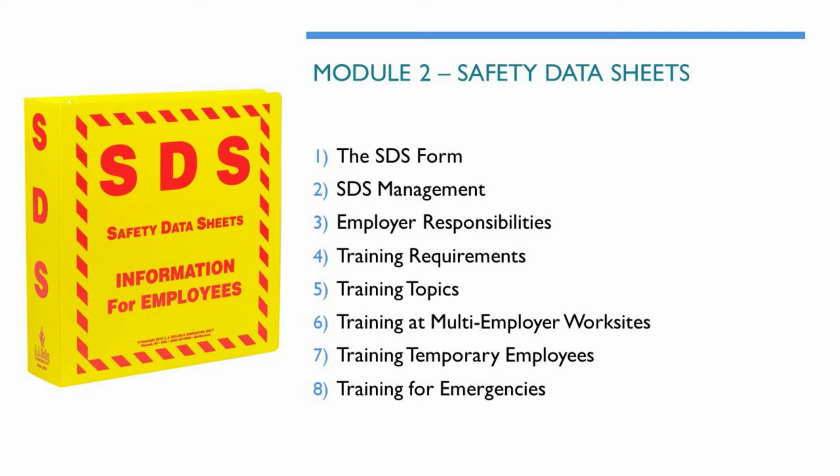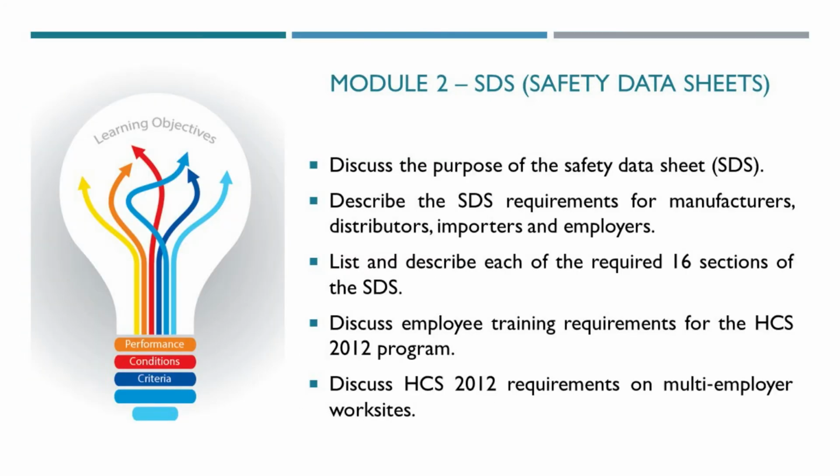Training for emergencies. Learning outcomes of Module 2 are: discuss the purpose of the Safety Data Sheet, SDS. Describe the SDS requirements for manufacturers, distributors, importers, and employers. List and describe each of the required 16 sections of the SDS. Discuss employee training requirements for the HCS 2012 program. Discuss HCS 2012 requirements on multi-employer worksites.